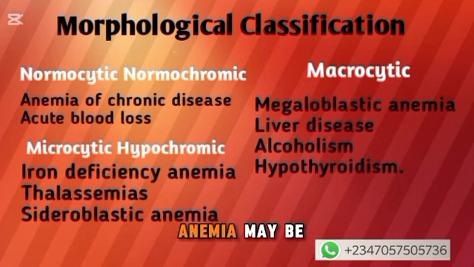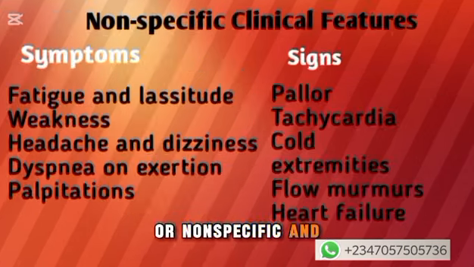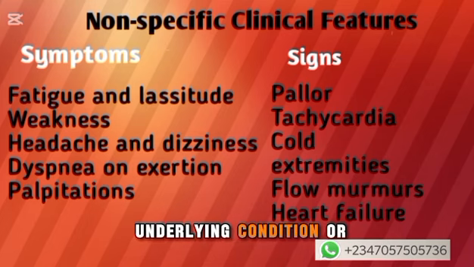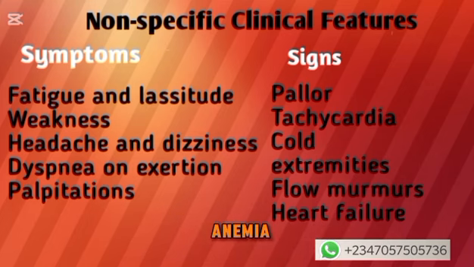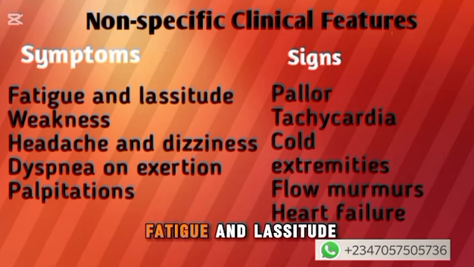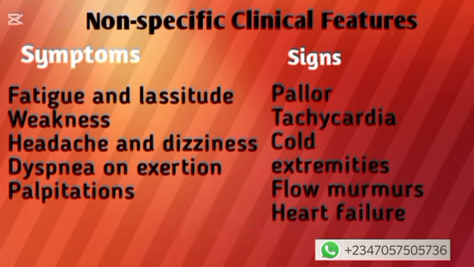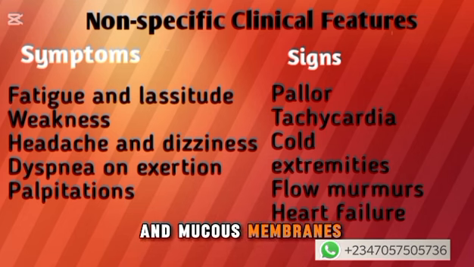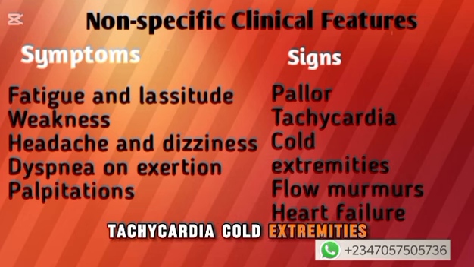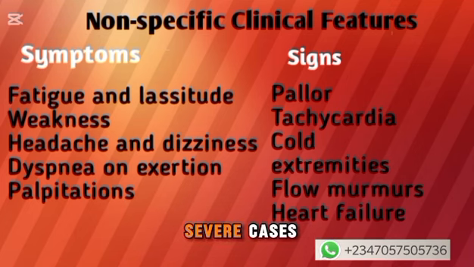Clinical features of anemia may be general or nonspecific and specific due to the underlying condition or the type of anemia. General symptoms include fatigue and lassitude, weakness, headache, dizziness, dyspnea on exertion, palpitations. General clinical signs include pallor of skin and mucous membranes, tachycardia, cold extremities, flow murmurs. In severe cases, features of high-output congestive cardiac failure may occur.